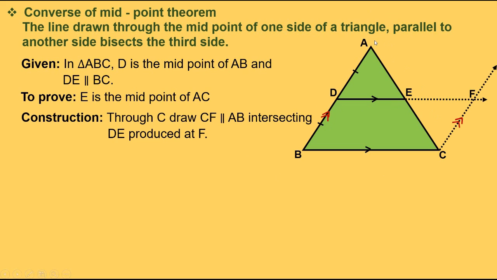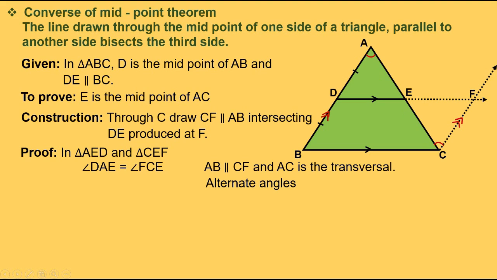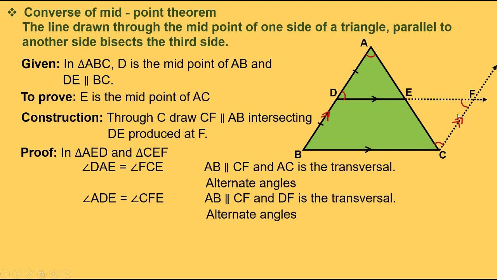Proof: in triangle AED and triangle CEF, angle DAE is equal to angle FCE, since AD is parallel to CF and AC is the transversal, alternate angles are equal. Again, angle ADE is equal to angle CFE, since AB is parallel to CF and DF is the transversal, alternate angles are equal.